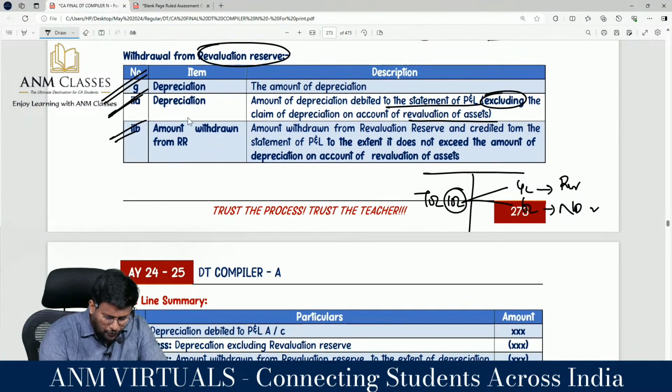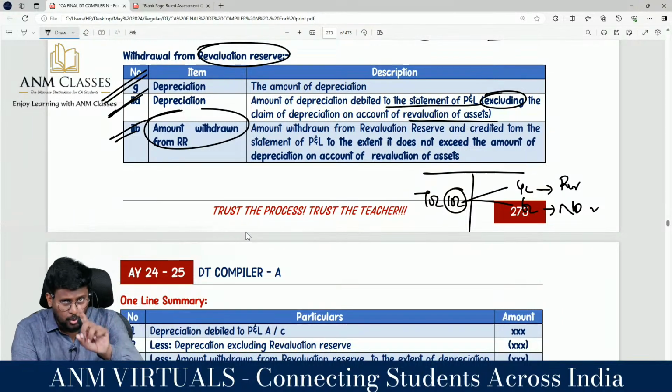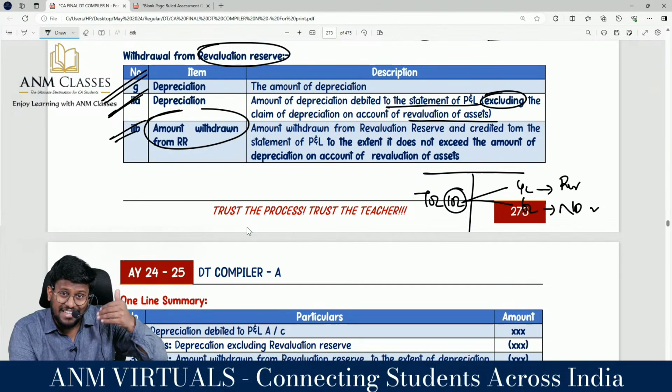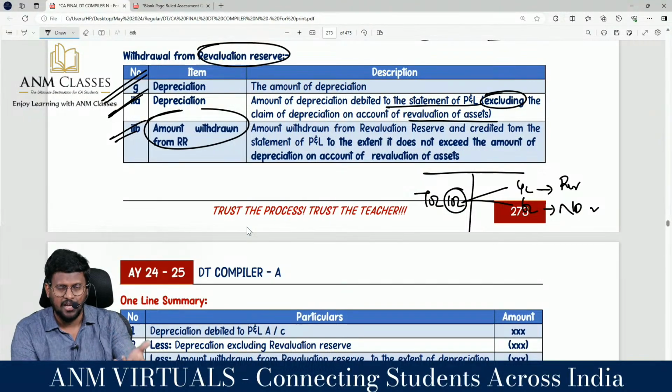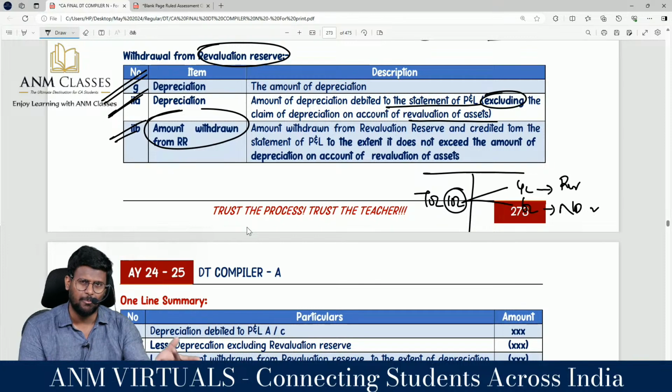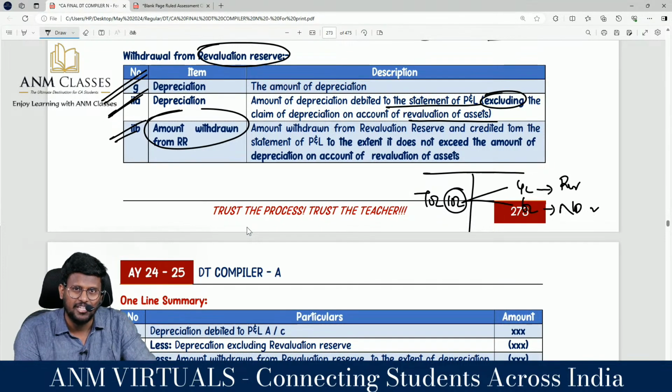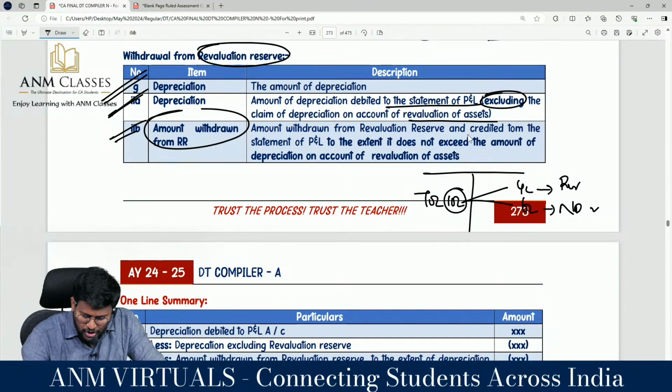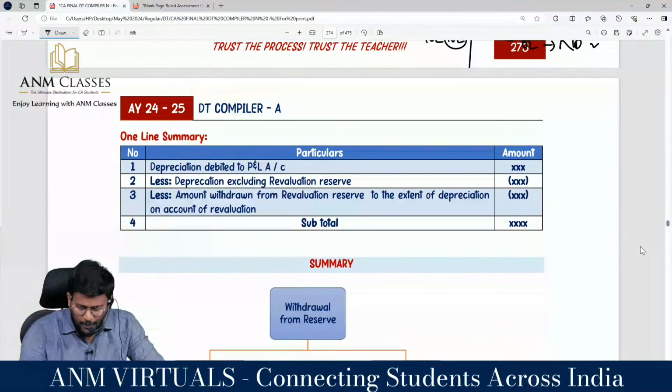And the amount withdrawn from the revaluation reserve: just now I told you, because of revaluation the asset value increases, and on that increased asset value you will claim depreciation. Automatically the depreciation increases. In order to cancel that increased depreciation, you have to withdraw that amount from the revaluation reserve and credit it to P&L account. Then the amount withdrawn from revaluation reserve and credited to the statement of P&L should not exceed the amount of depreciation on account of revaluation.